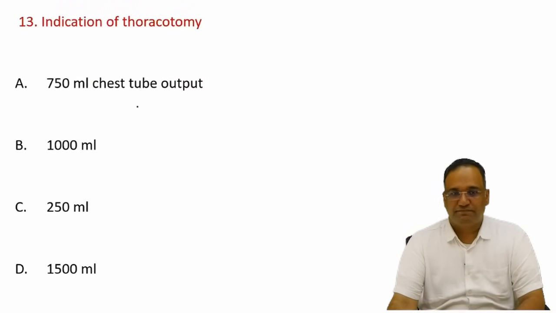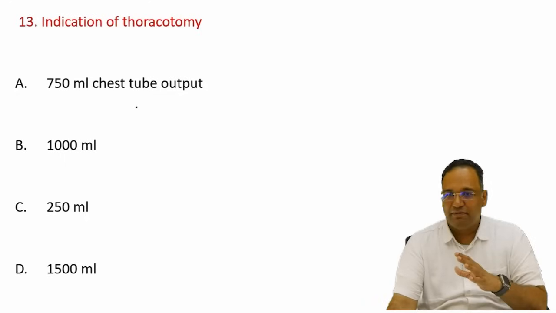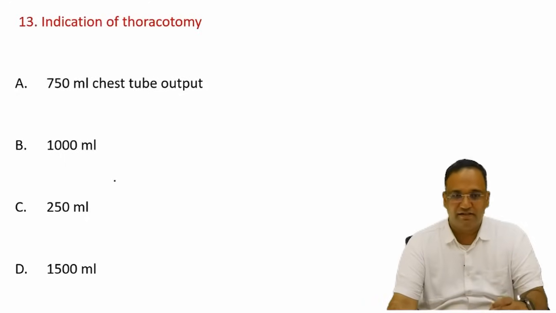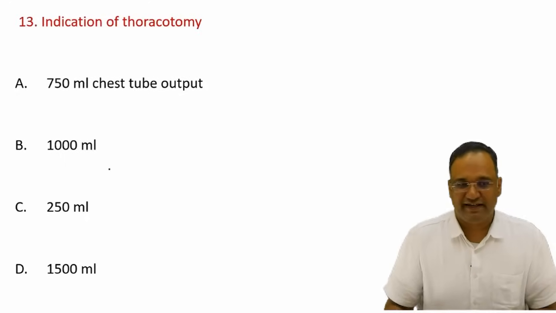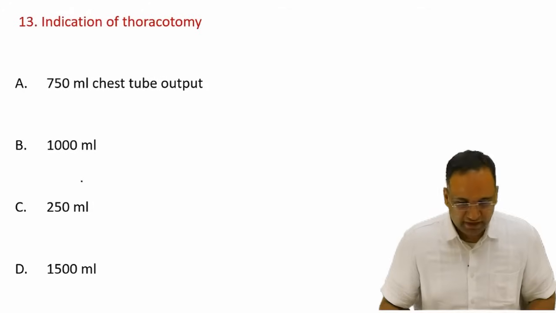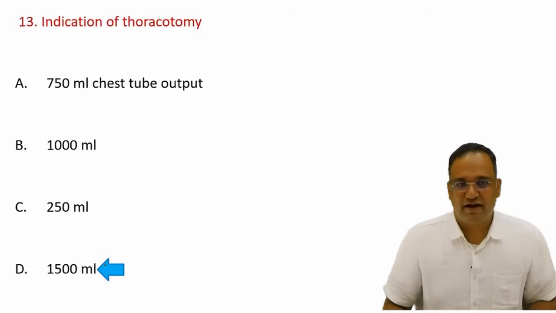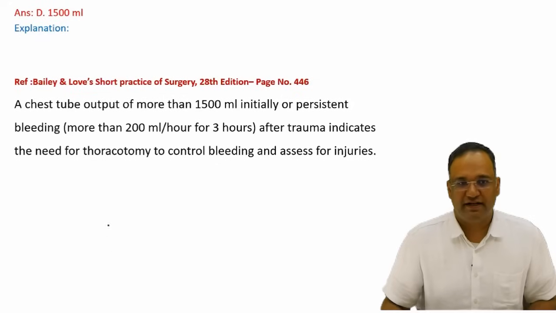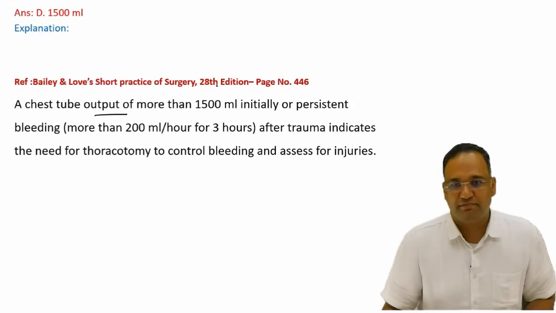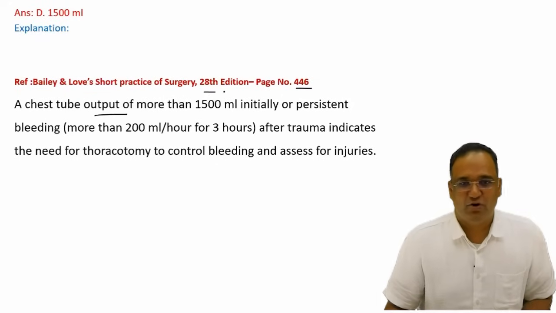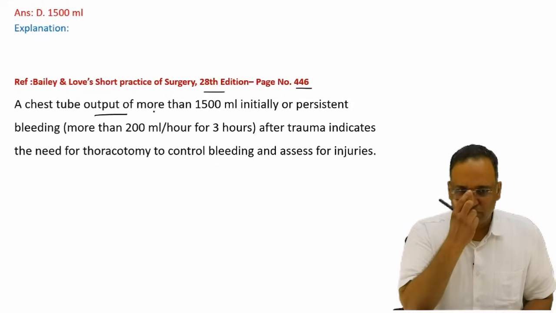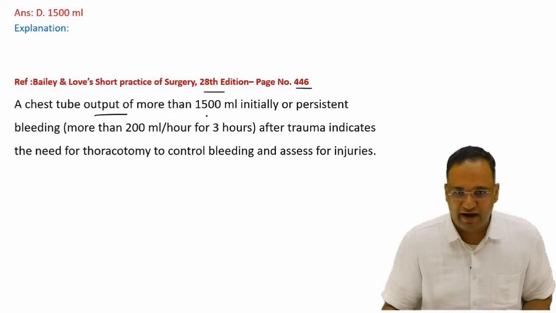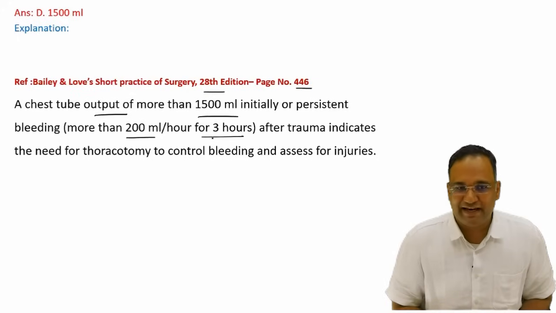Indication for thoracotomy. There are multiple indications for thoracotomy. Among these, based on the output, what is the indication? The right answer is 1500 ml of output in a chest tube. Page number 446 in the 20th edition of Bailey. A chest tube output of more than 1500 ml initially, or persistent bleeding of more than 200 ml per hour for 3 hours after trauma, indicates a need for thoracotomy to control the bleeding and access injuries.